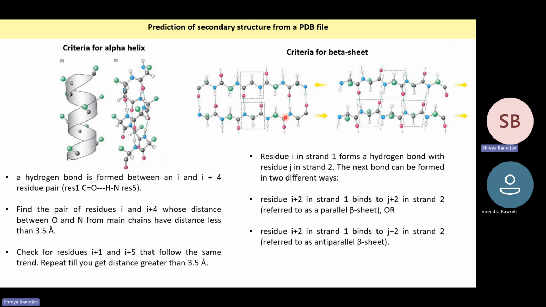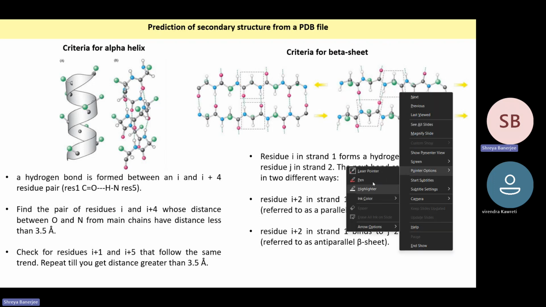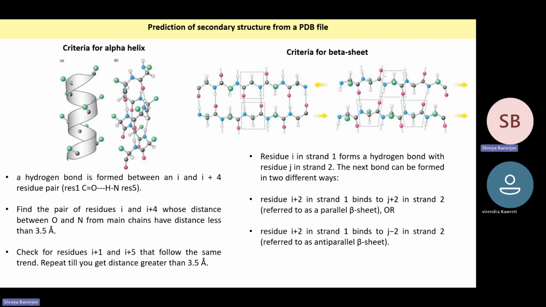We have already discussed this, parallel and anti-parallel beta sheet. In parallel beta sheet, let's call this strand 1 and this strand 2. Residue I plus 2 in strand 1 is binding with residue J plus 2 in strand 2. So let us call this residue I. It is binding with residue J.